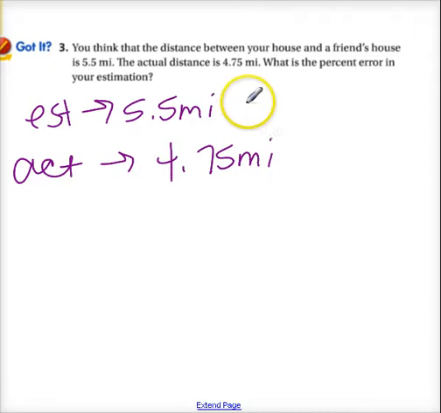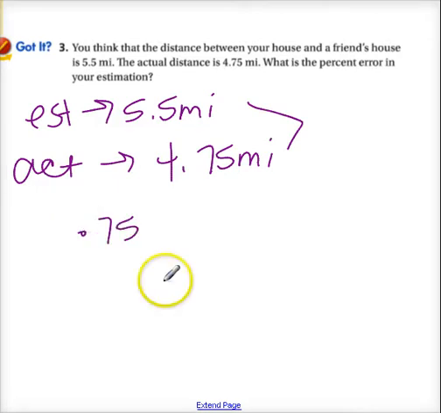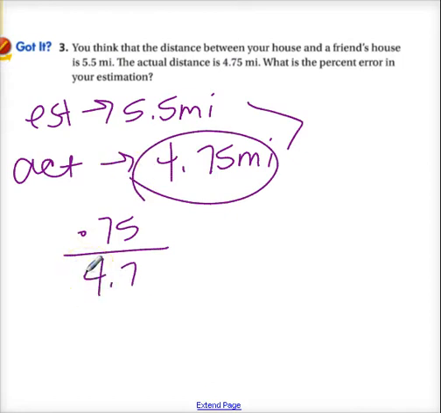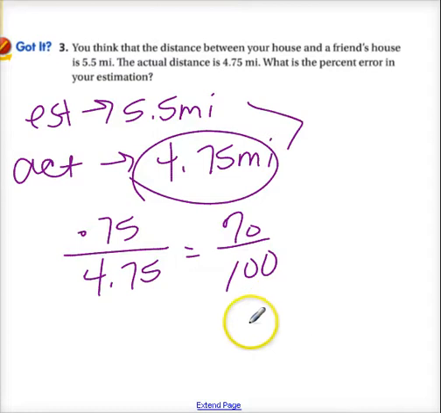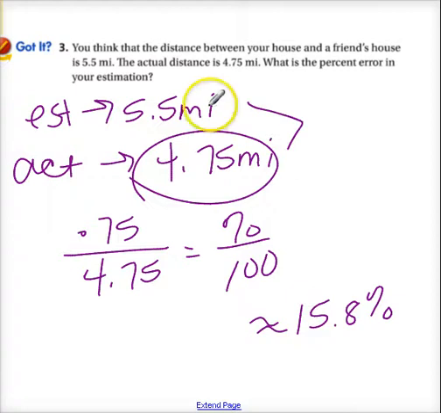So our formula, find the difference between the two. 5.5 minus 4.75. And I get 0.75. Put that over the actual amount, 4.75, and set that equal to percent over 100. Now I'm going to do my proportion solving, divide by 4.75, and I get about 15.8% error, or about 16%. So you find the difference, put it over the actual, and set that equal to percent over 100.